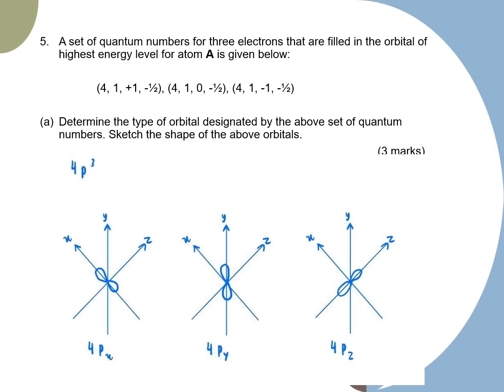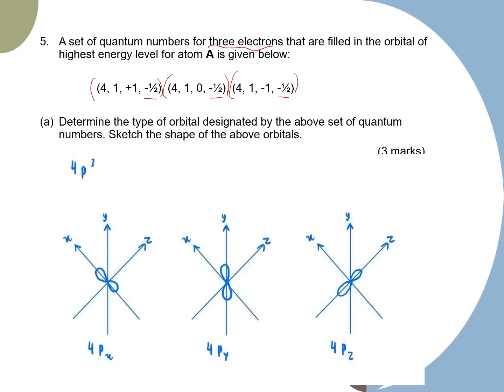Let's go to question number 5. A set of quantum numbers of 3 electrons that are filled in the orbital of highest energy level of atom E is given below. So we have 3 sets of quantum numbers. If we refer to the spin quantum numbers, they are all negative half. They have the same spin.